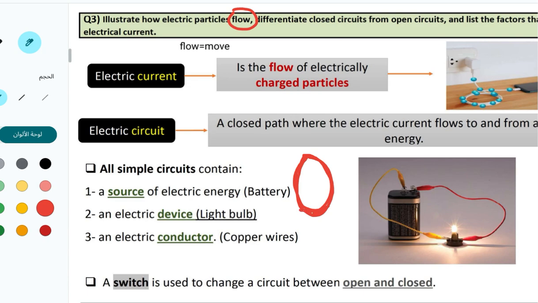All simple circuits contain three main things. A source of electric energy. So here's our source of electric energy. That's the battery. They contain a device. It's changing colors. Here's our device. And then they contain conductors. And our conductors would be these wires that allow for the flow or the electric current to pass from the battery to the light bulb. Okay?